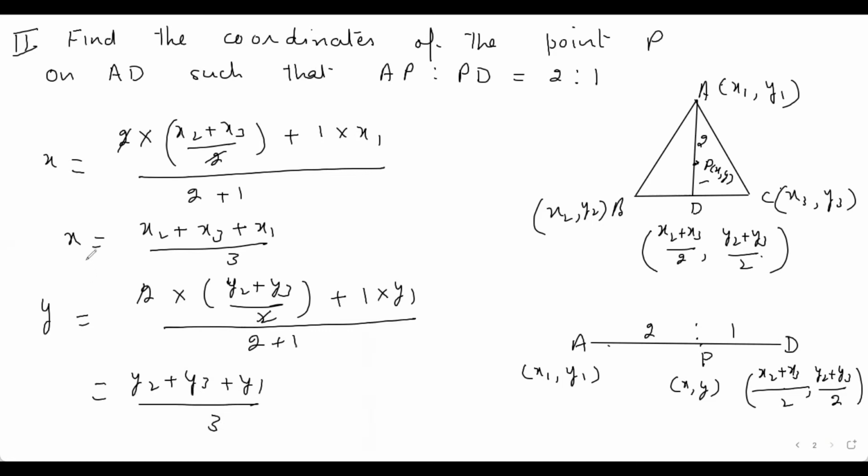So x you can write as x1 plus x2 plus x3 upon 3, and this can be written as y1 plus y2 plus y3 by 3. So coordinates of P are x1 plus x2 plus x3 upon 3 and y1 plus y2 plus y3 upon 3. So this is the answer.